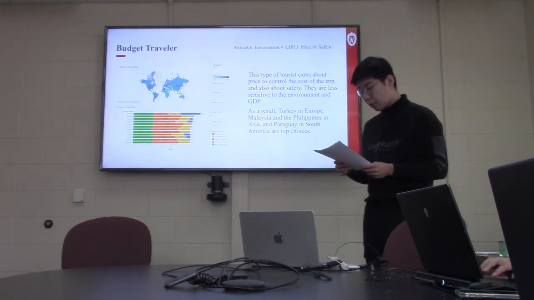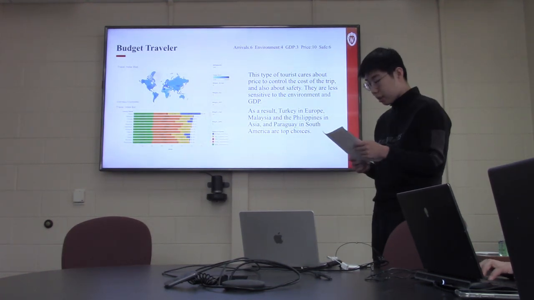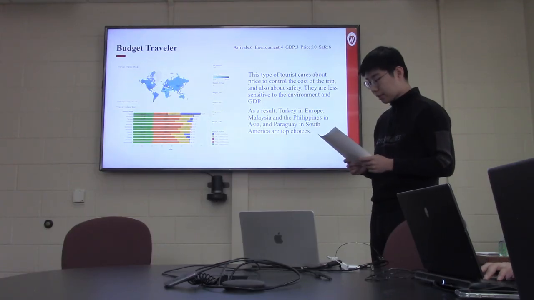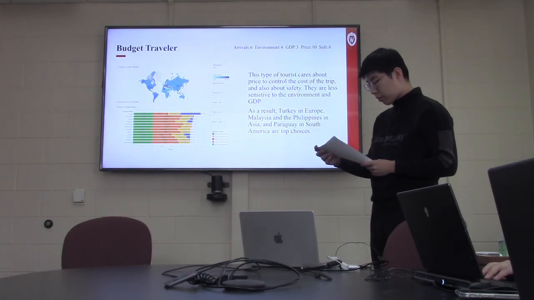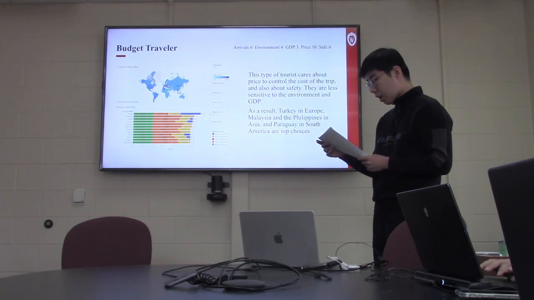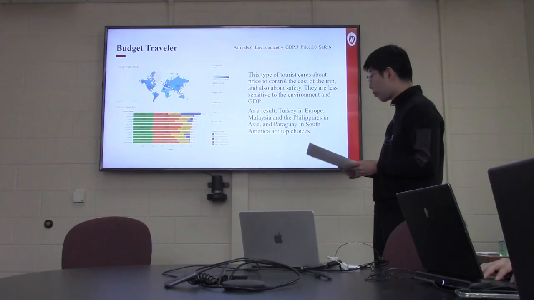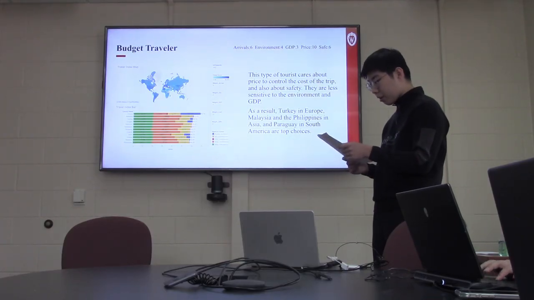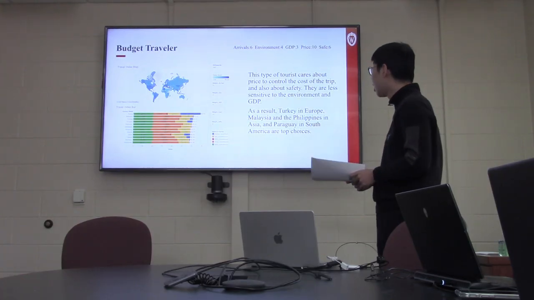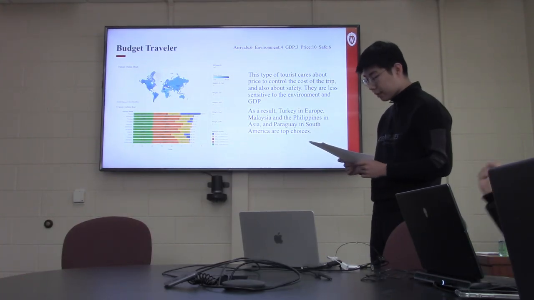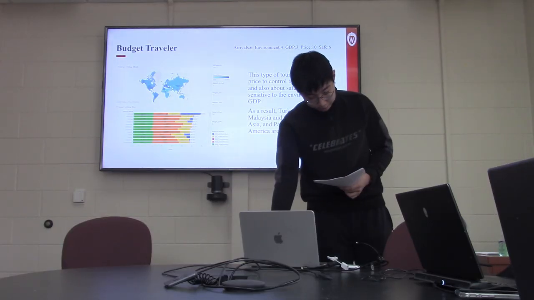The second profile I created was the budget traveler. For them, cost was given the highest weight in our model. When we ran the numbers with those weights, the countries that came out on top were Turkey in Europe, Malaysia and Philippines in Asia, and Paraguay in South America. These destinations all tend to be less expensive for travelers, but still provide a safe and enjoyable experience.